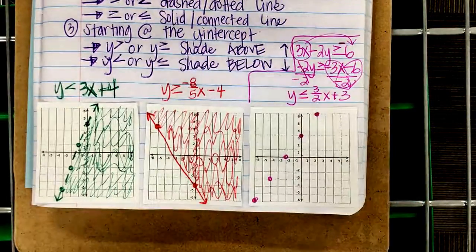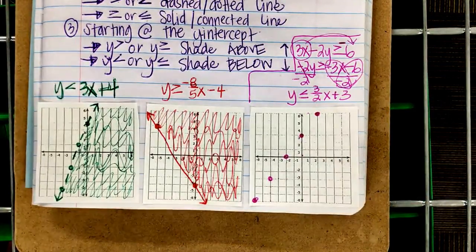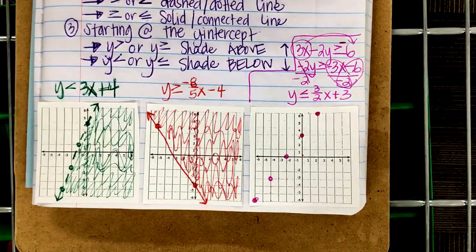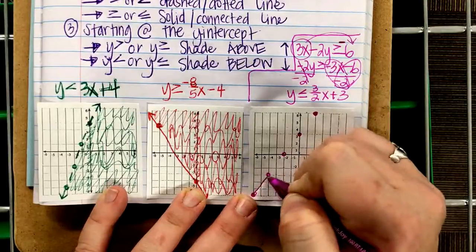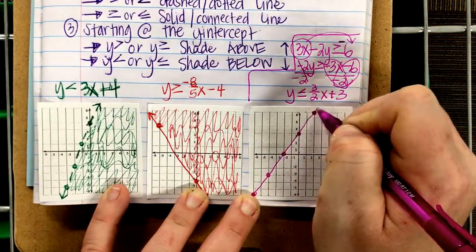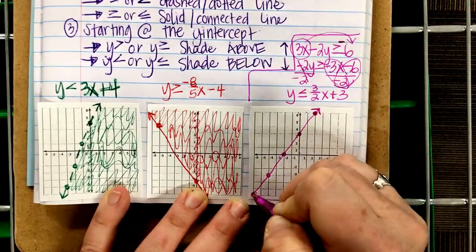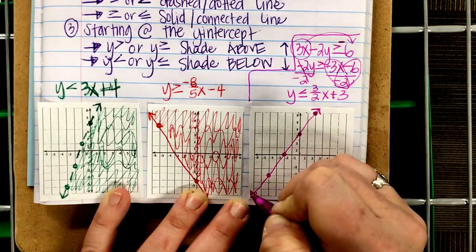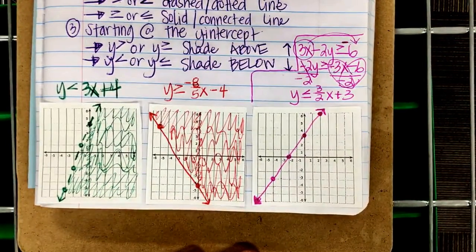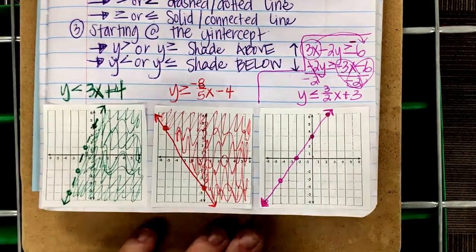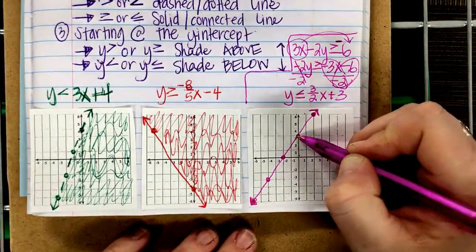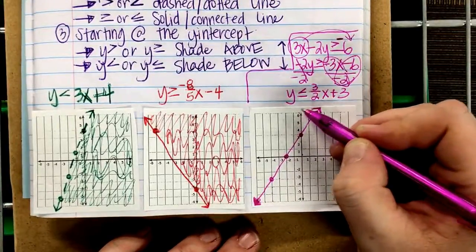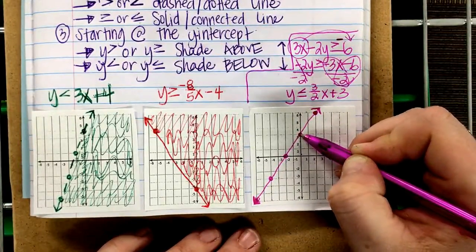Lots of dots, right? Do I connect them or do I dot them? Because there's an equal to bar. All right, then step 3, starting at the y-intercept, so right there. Is y greater? Do I shade above? Or is y less than? Do I shade below?